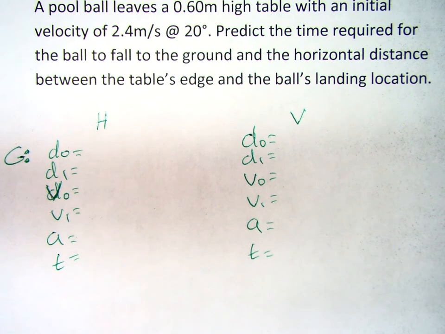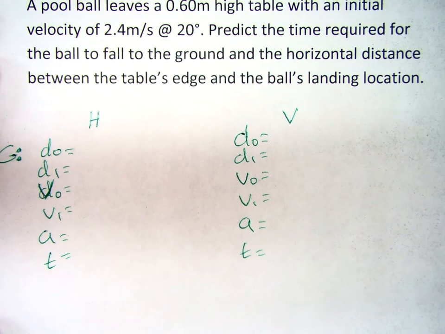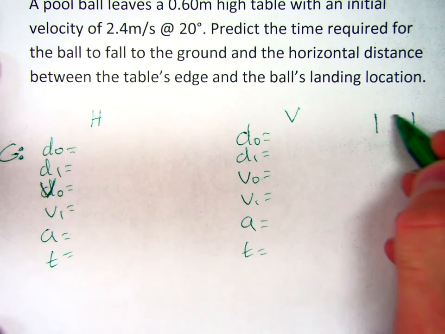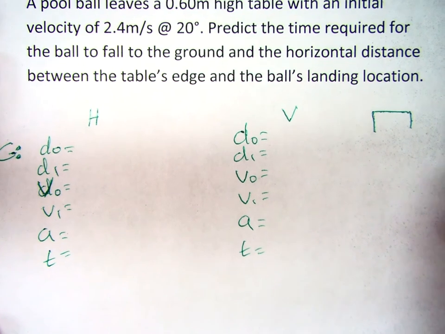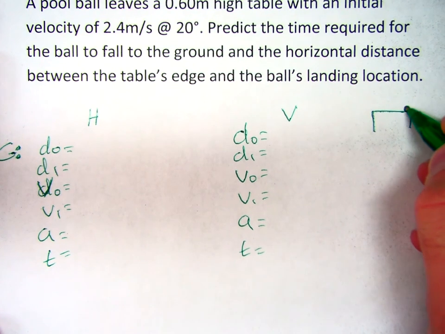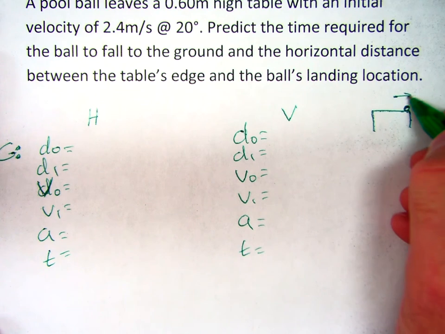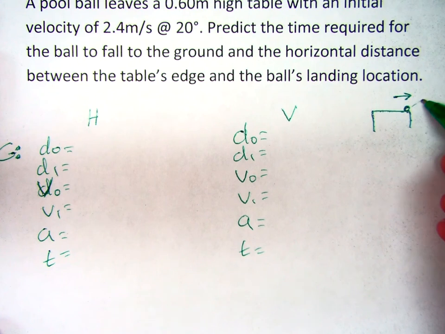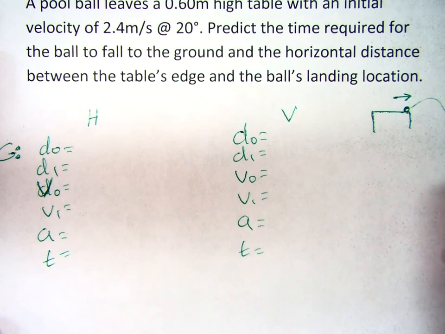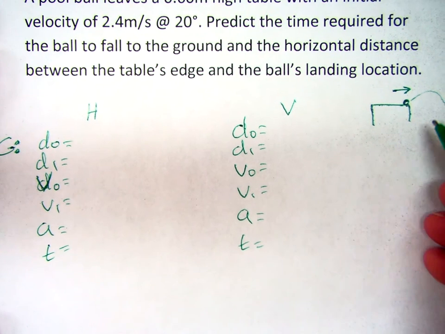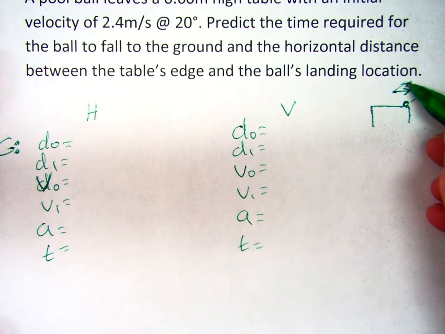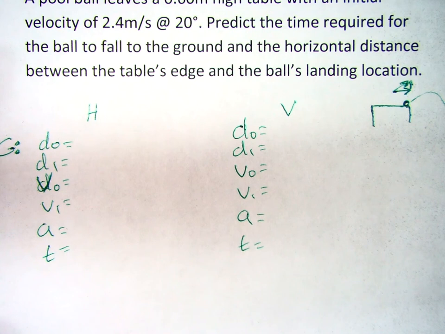Also, when you're doing these problems, it might be good for you to draw a picture. We could draw a table, and we could show a ball on the edge of the table, and it's moving. This ball has an initial velocity, and it is going to go up, and then it's going to come back down again. That's what its motion is going to be. It has an initial horizontal and vertical velocity. So that's its total initial velocity.